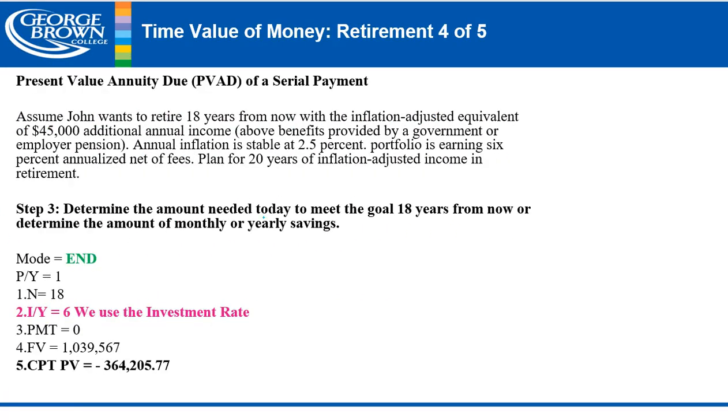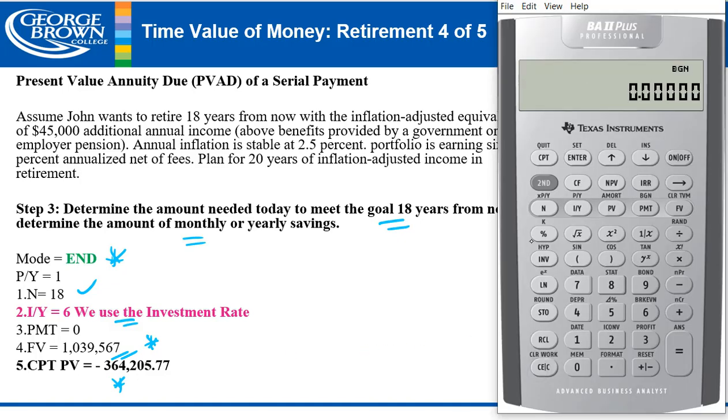So here we are, step number 3, determine the amount needed today to meet the goal 18 years from now, or determine the amount of monthly or yearly savings. So here we can see the calculator's back into the N mode. N equals 18 years until retirement. Here, IY, we're using 6%, the investment rate. Future value is that $1,039,567. So we're going to compute the present value, $364,205.